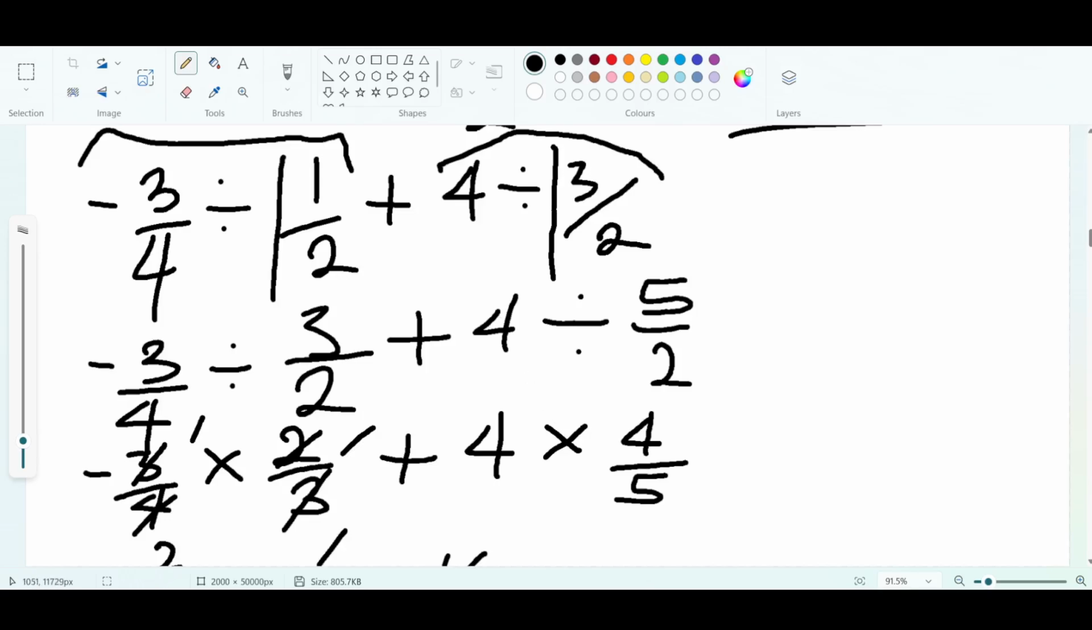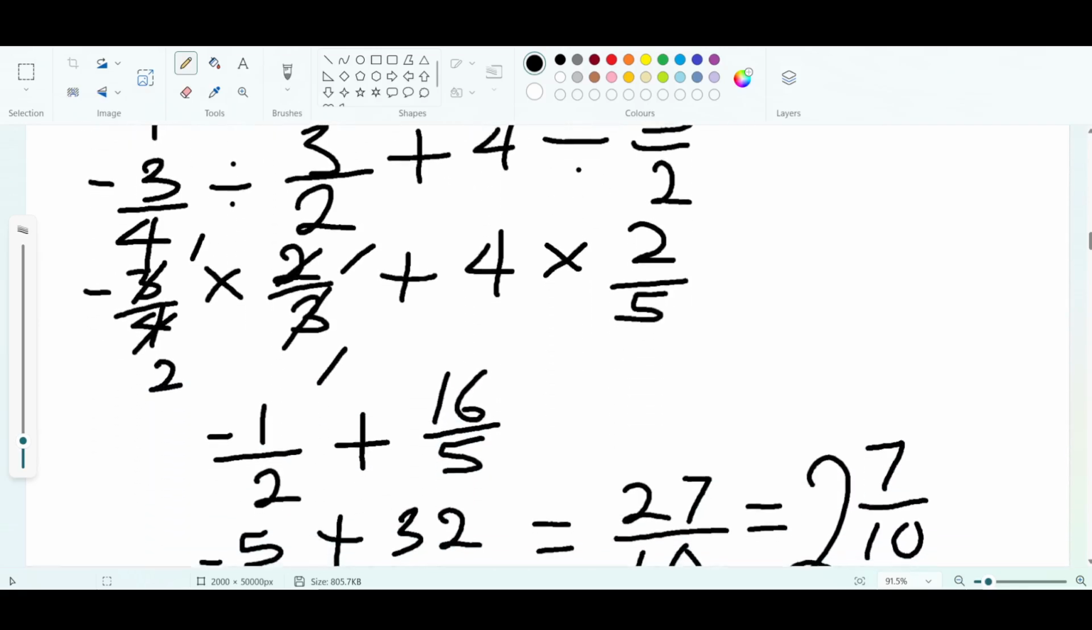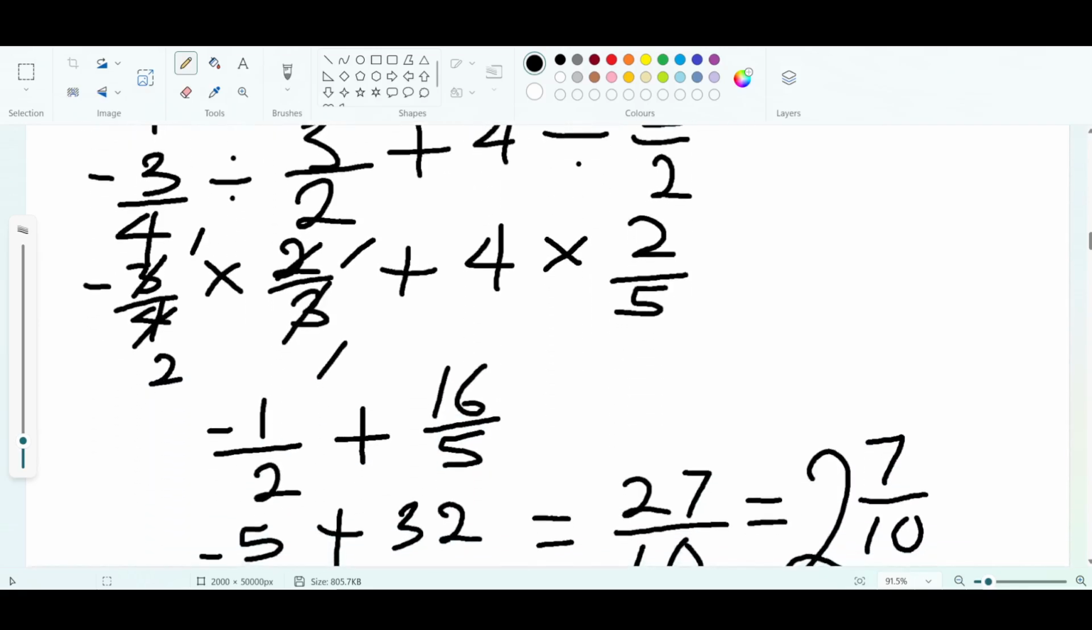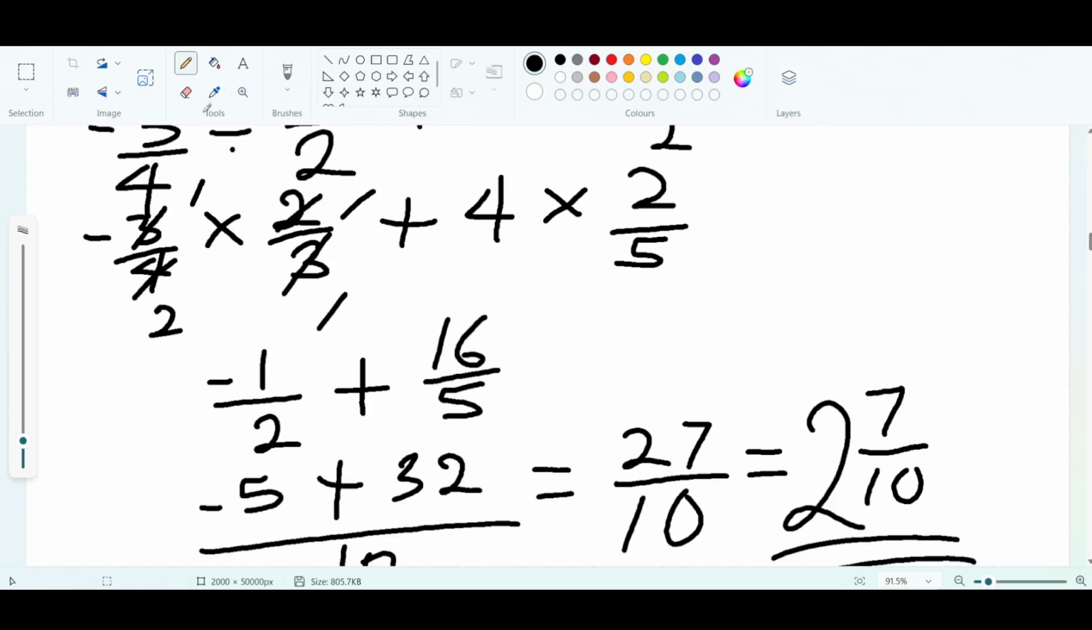So when the division is not converted to multiplication, this is supposed to be what? 2 here. So at this point, 4 times 2 is supposed to be 8. So we need to correct this.